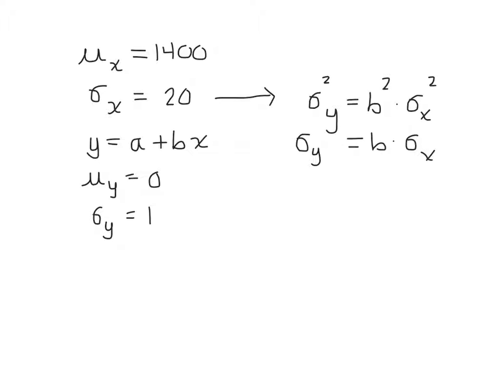We know the standard deviation of y is 1. We want to find b, and we know the standard deviation of x is 20. So to find b, we have to divide both sides by 20, and we find that b must be equal to 0.05.